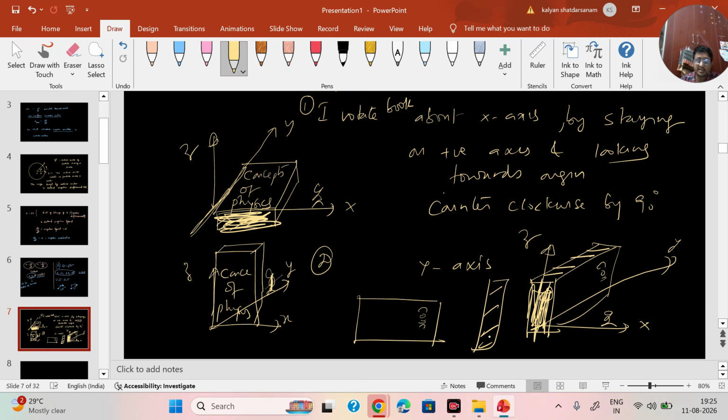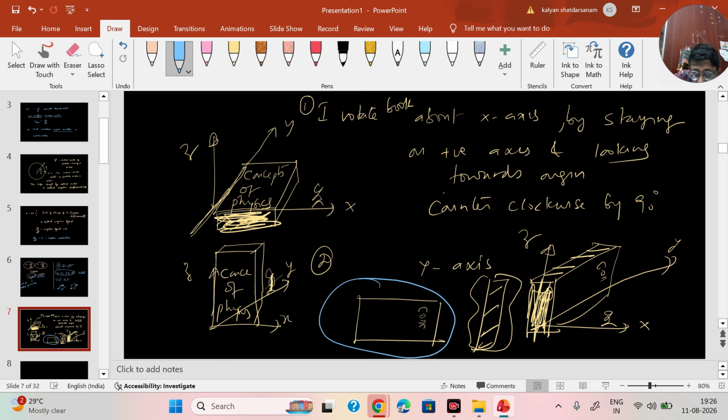So when you rotated first about y, then about x, I am seeing this position of the book. But when you rotated first about x, then about y, you are seeing this position of the book. So the final position in both cases is not the same. That means when you give two angular displacements to a body in 3D, the final outcome is not the same.